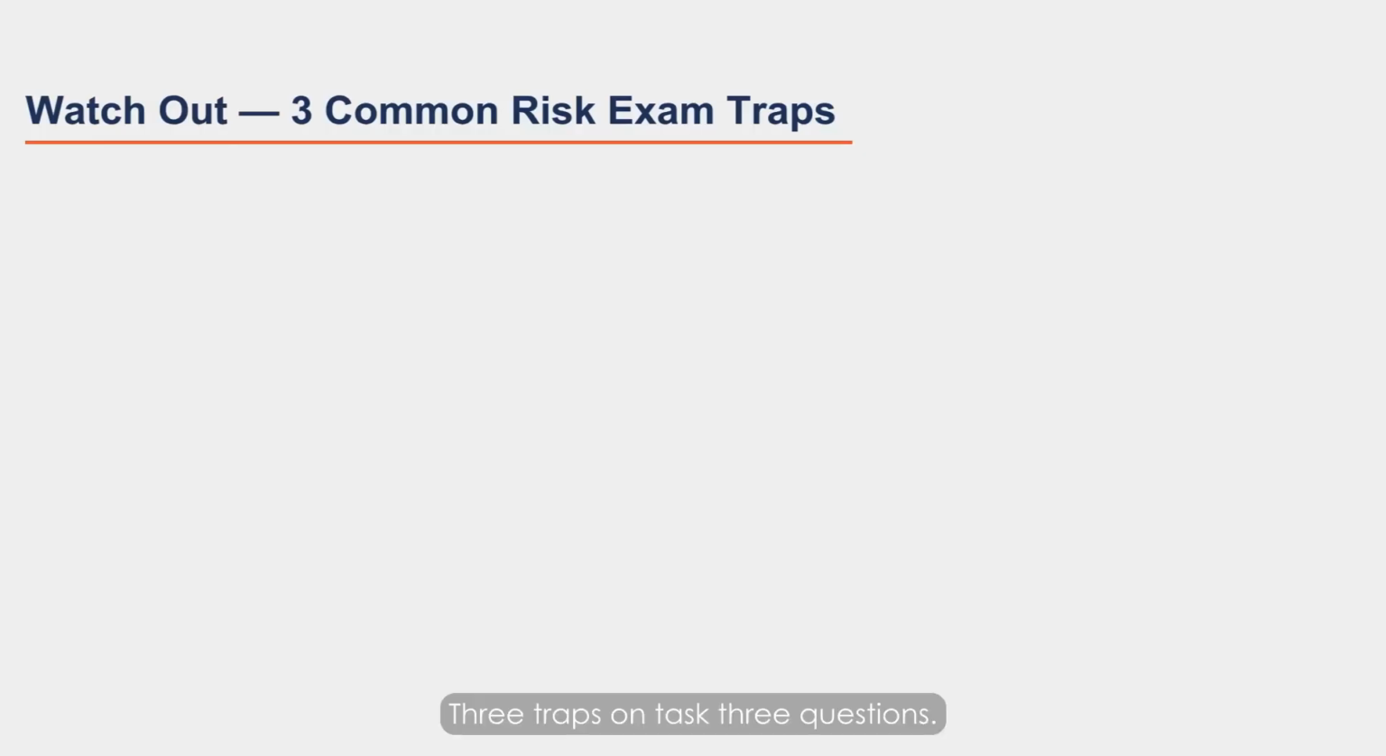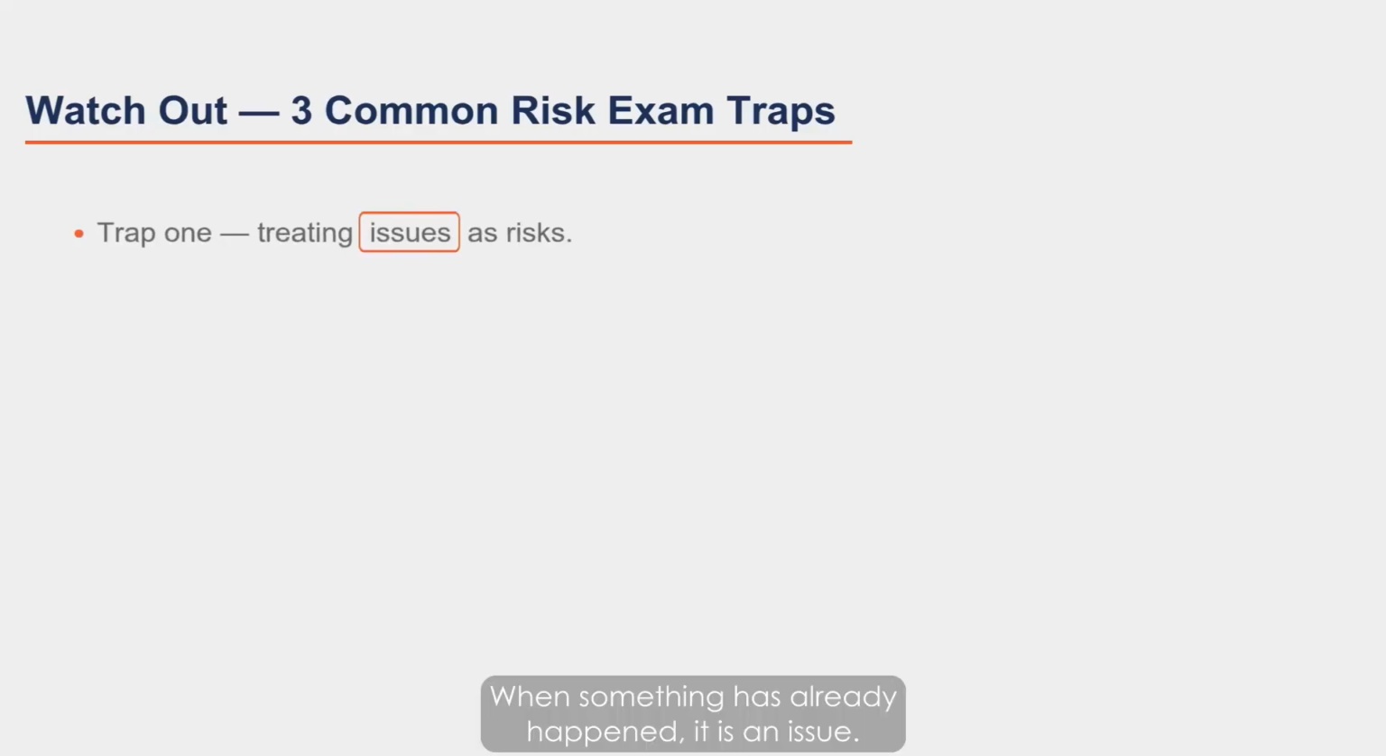Three traps on Task 3 questions. Trap 1. Treating issues as risks. When something has already happened, it is an issue. Act now. Do not plan a response. The exam describes the current state carefully. Read whether the event is certain or uncertain.